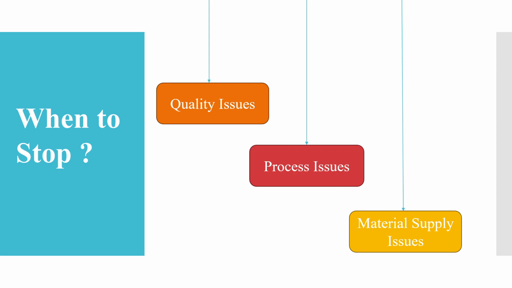And the third is material supply issue. If we find that the material supply is not correct, not up to the mark, then in that case also the machine should stop automatically, preventing the occurrence in the future. So these are some scenarios where the machine should stop automatically. The issues are, first quality issue, second process issue, and third material supply issue.